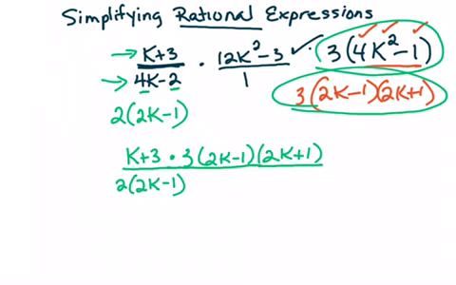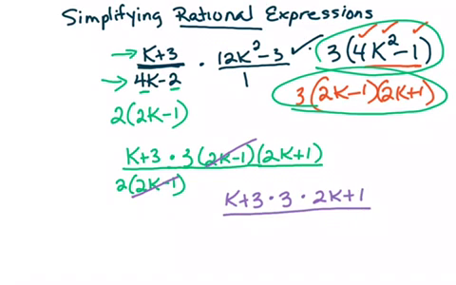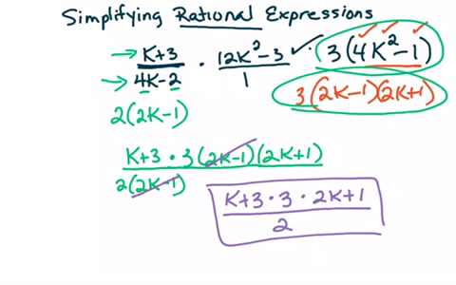All right, now watch what I can do. 2k minus 1, 2k minus 1. So I can just eliminate those two right away. Now, that's all the simplifying I can do. So my final answer is going to be k plus 3 times 3 times 2k plus 1, all divided by 2. That's it. That's the answer. All right, we're going to do another one.